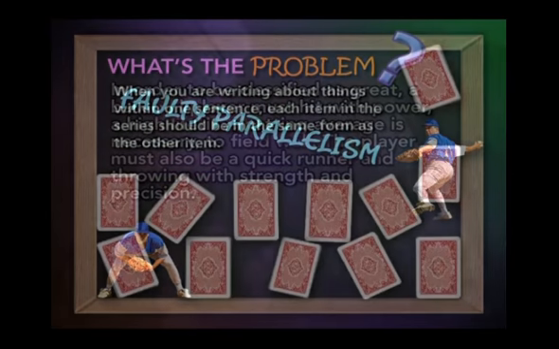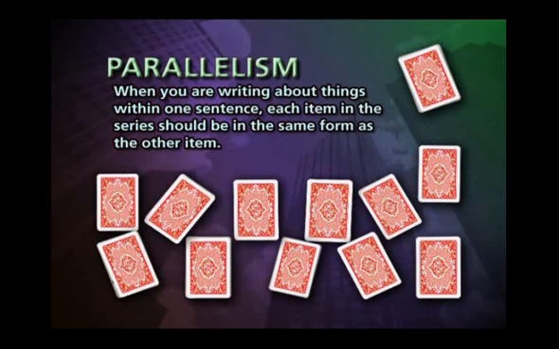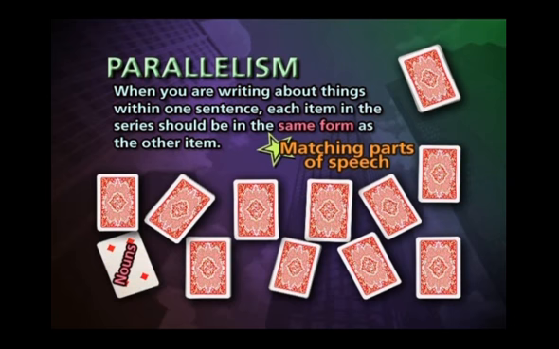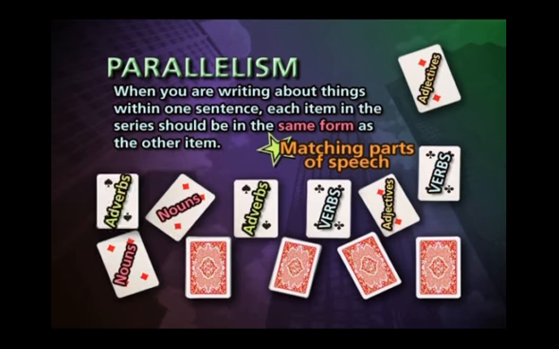And indeed it is. Remember that when you're writing about things within one sentence, each item in the series should be in the same form as the other item. We call this parallelism. Parallel, like parallel railroad tracks or parallel lines. Things match. We're talking about the same form. We mean you match parts of speech. You match nouns to nouns, verbs to verbs, adjectives to adjectives, adverbs to adverbs. You're matching parts of speech.